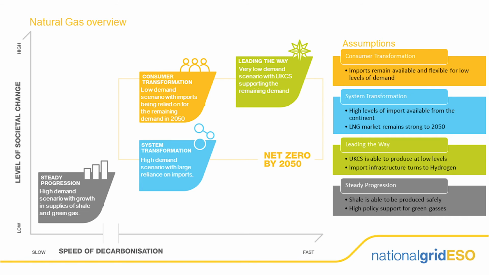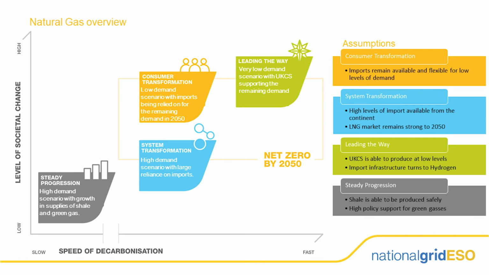These are some key assumptions that we have made in these scenarios, and I'll start with consumer transformation. In the year 2050, imports remain available and flexible with all levels of natural gas demand. In system transformation, high levels of imports are available from the continent, despite the fact that hydrogen should be prominent across mainland Europe. We're expecting in this scenario routes of natural gas from the likes of Russia through continental Europe into the UK. We're also presuming the LNG market remains strong even as the world turns to hydrogen.